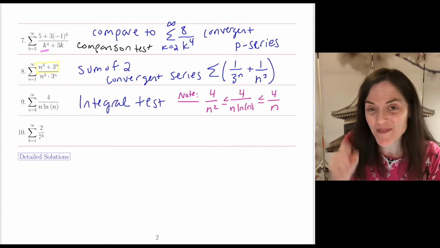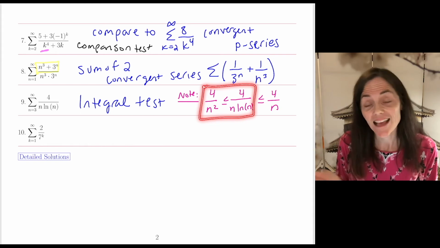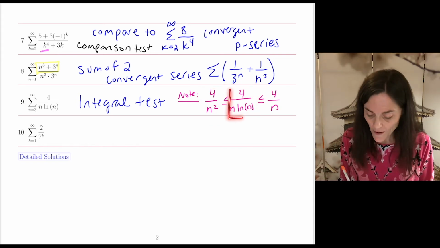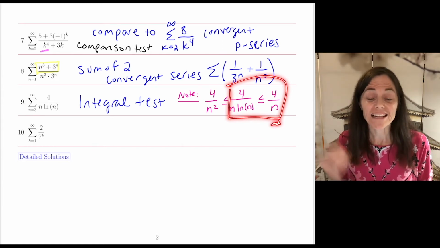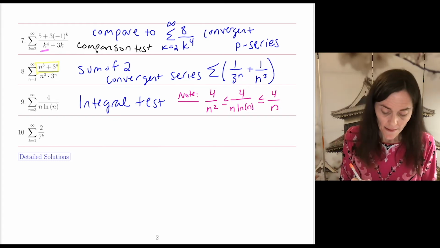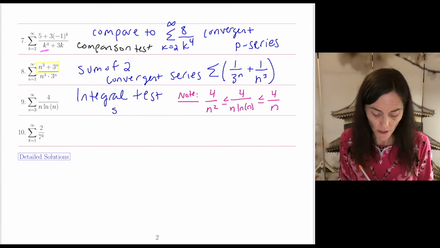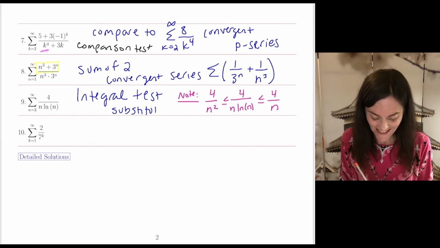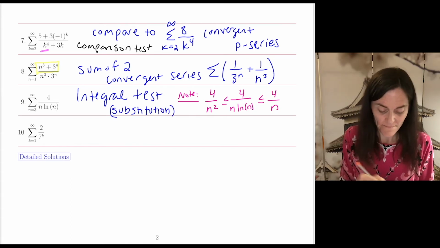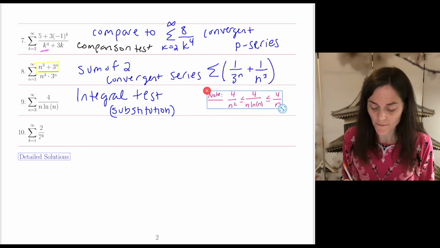So if we think normal comparison here, this part, we are bigger than something convergent. It doesn't tell us anything. And this part, we are less than, term by term, something divergent. It doesn't tell us anything. So this is the one time I would use integral test, and we can integrate the corresponding continuous function using substitution. We will see. u is ln x, du is 1 over x dx. Okay. So this is my strategy on number 9.